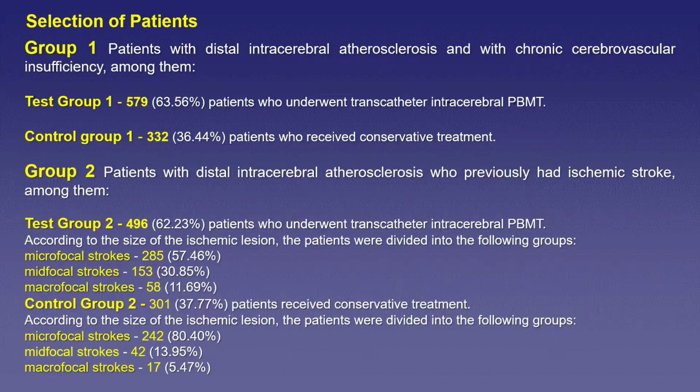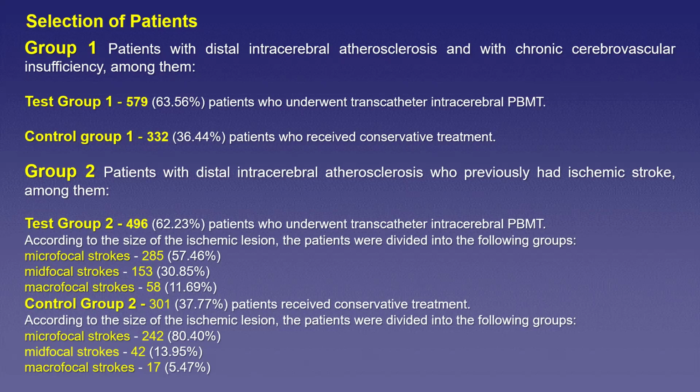Group 1, active group. Patients with distal intracerebral atherosclerosis and with chronic cerebrovascular insufficiency. The test group consisted of 579 patients, which was 63.5% of patients who underwent TPBM. And the control group consisted of 332 patients, 36.4%, who received just conservative treatment. Group 2 of patients had distal intracerebral atherosclerosis who previously also had ischemic stroke.